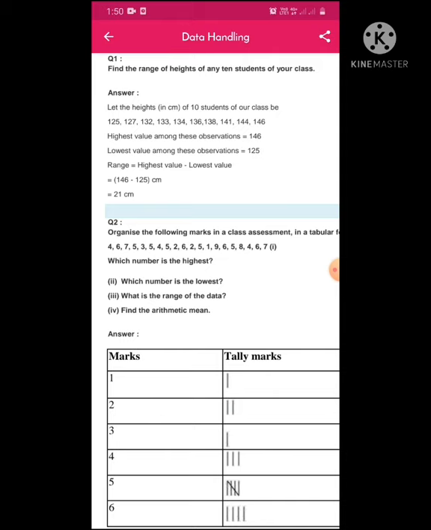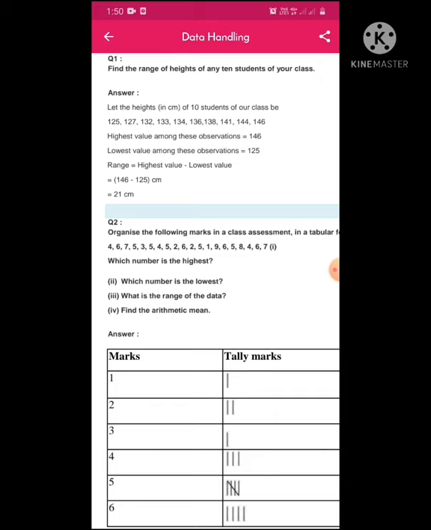The question is, find the range of height of any 10 students of your class. It means we have to take the height of any 10 random students. So let us assume the height in centimeter of 10 students of our class be 125 centimeter, 127, 132, 133, 134, 136, 138, 144, 144 and 146.